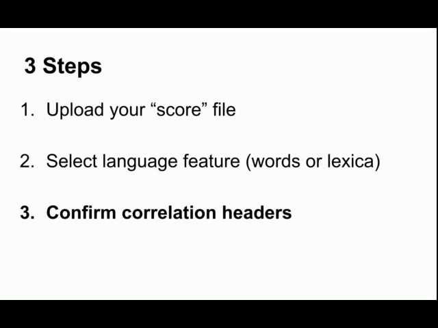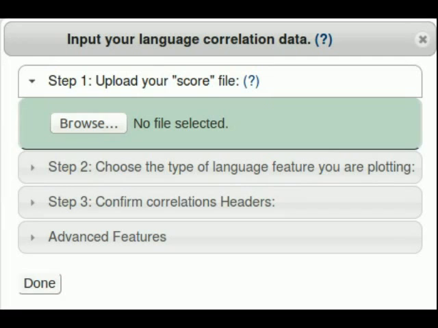First, let's try plotting individual words. We start by uploading what's known as our score file. The score file is a CSV file which contains a list of words, and for each word, a number, which we call its score, that indicates how much that word is associated with each trait or correlation header included in the CSV.